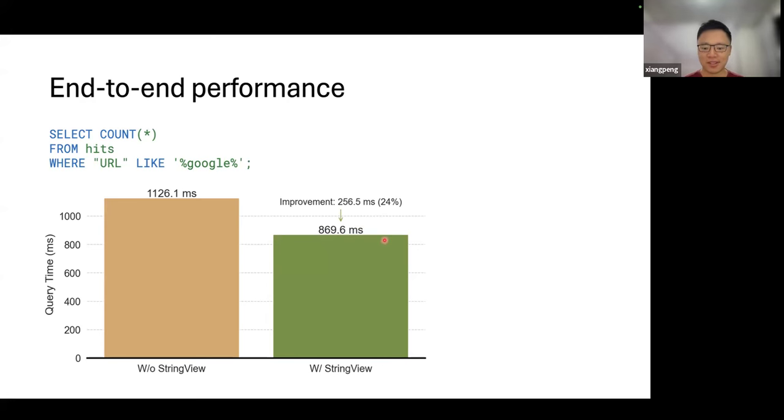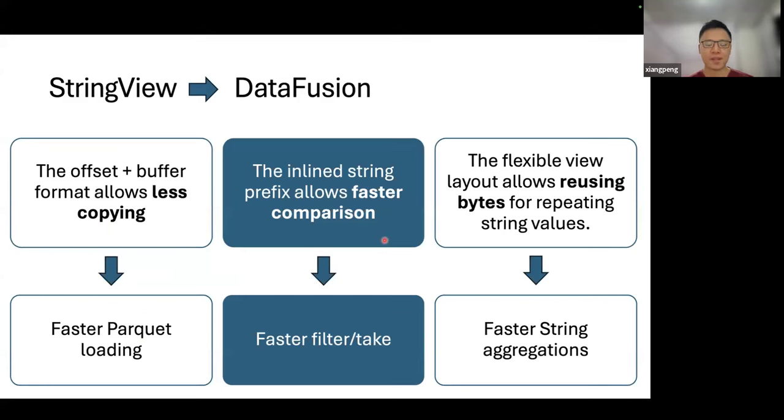That is pretty cool, because for simple queries like this, we can improve by 24%, and that's pretty significant. So now we move to the second part, where we leverage the inline string prefix to allow faster comparisons. Basically, how we make filtering and take faster.